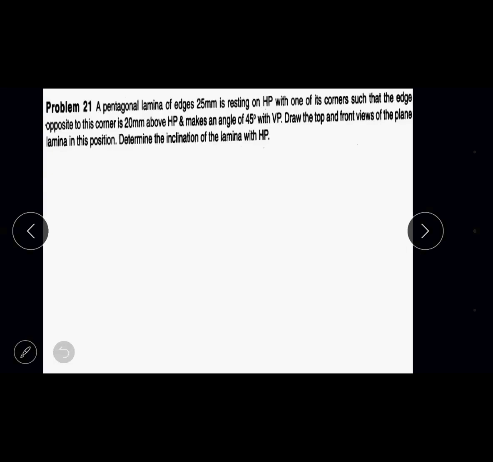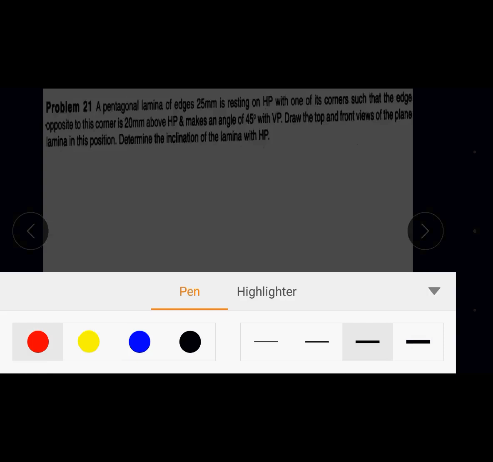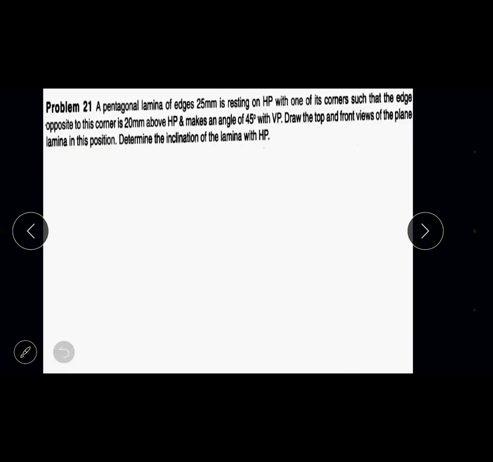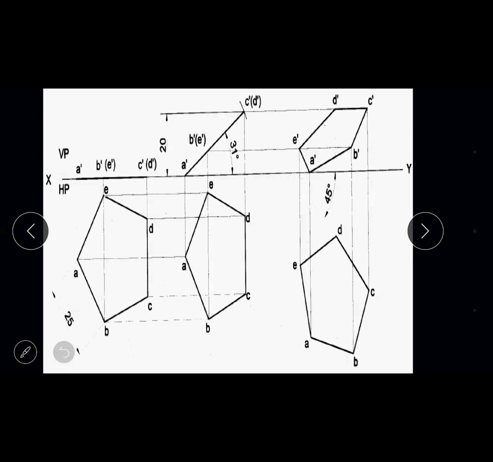And coming to the last case, in the last figure, it's given in the problem that VP angle. So the VP angle is associated to what? It is with reference to the edge opposite to this corner. The same edge opposite to this corner is placed 20 mm above HP, which we made, and it is inclined at 45 degree to VP. So which is that edge? This is the edge.